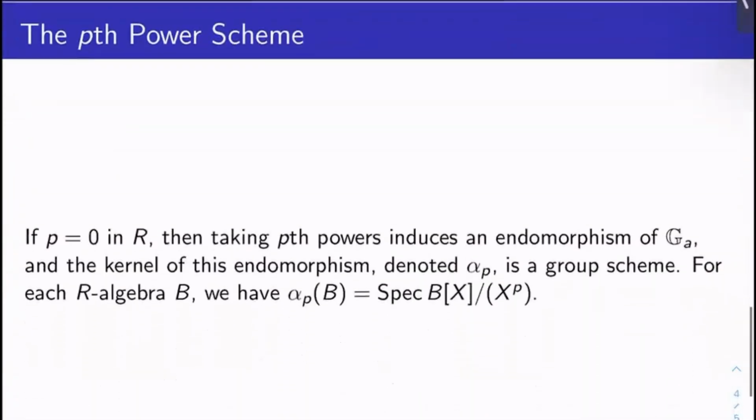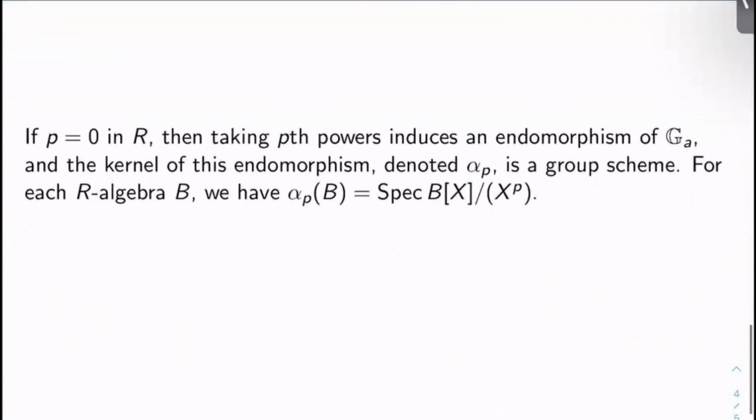Okay, and then just lastly, I want to mention the p-th power group scheme. If p is 0 in R, so remember Spec of R here is kind of our final object in the category, and so if p is essentially 0 in your final object, taking p-th powers induces an endomorphism of G sub a. This should sound familiar. This is like a scheme theoretic version of what happens in an abstract algebra class. And the kernel of this endomorphism, denoted alpha sub p, is a group scheme. Easy to check. And for each R algebra B, alpha sub p of B is Spec of B[x] mod x to the p. So you're just killing off p-th powers here.